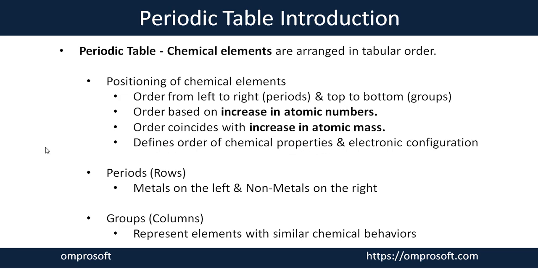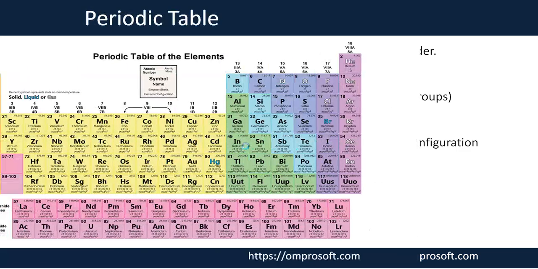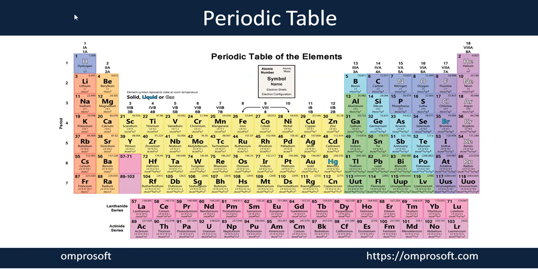While we are moving along the periods, we'll see that all metals are on the left side and all the non-metals are on the right side. And if you consider one group, however many elements are present, they have a similar chemical behavior. You can see in this periodic table, which is a representation of the periodic table, that vertical lines are considered as groups and the horizontal ones are considered as periods.